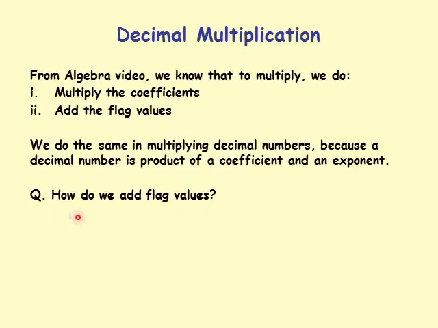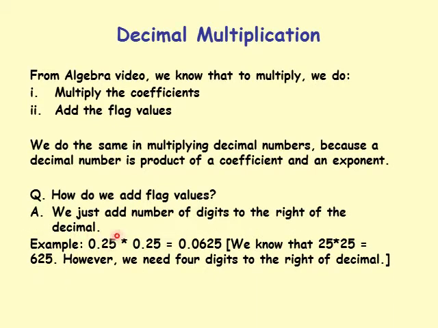Let's continue. How do we add exponent values? We just add the number of digits to the right of the decimal point. It's very easy. In a decimal number, the exponent value is the negative of the number of digits to the right of the decimal point.